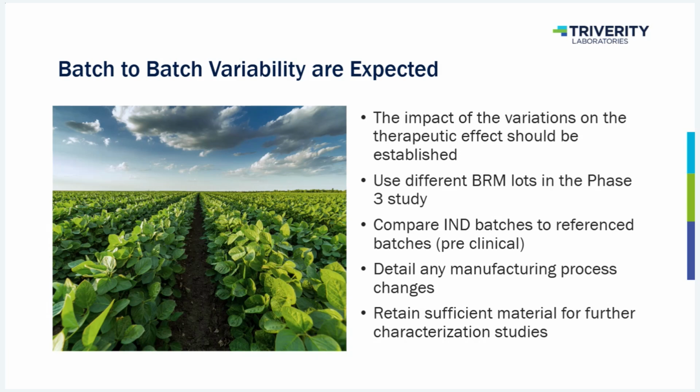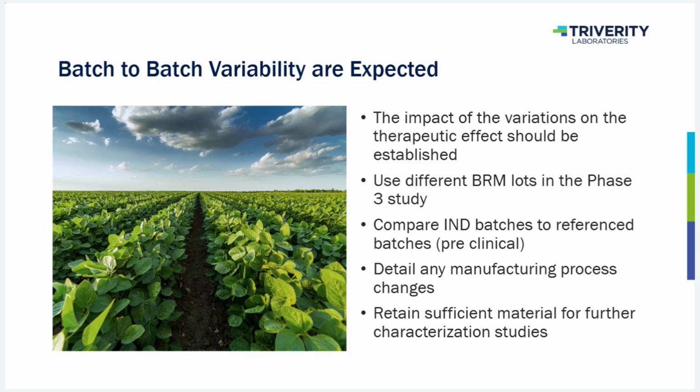So any toxicology studies that you are referencing from literature, you need to be able to understand the chemical, hopefully, the chemical composition of those. It is a lot easier if it's chemical, or the biological assay. So you need to be able to draw a line between the product that you're manufacturing and any of the batches, any of the data, any of the clinical or preclinical data that you're referencing. You need to detail any manufacturing process changes throughout your development. And then you have to retain, or you really should retain, sufficient material for further characterization studies.